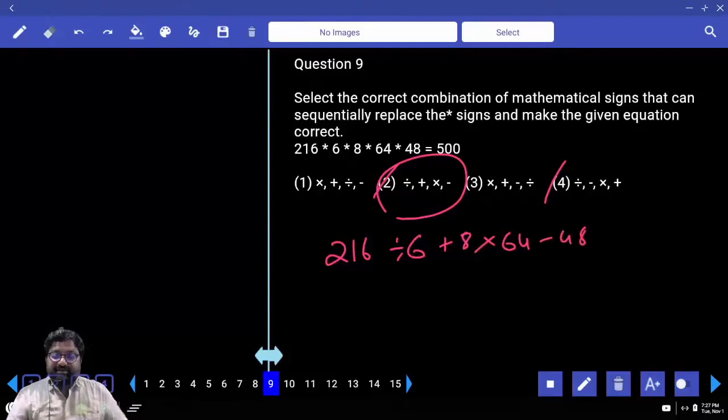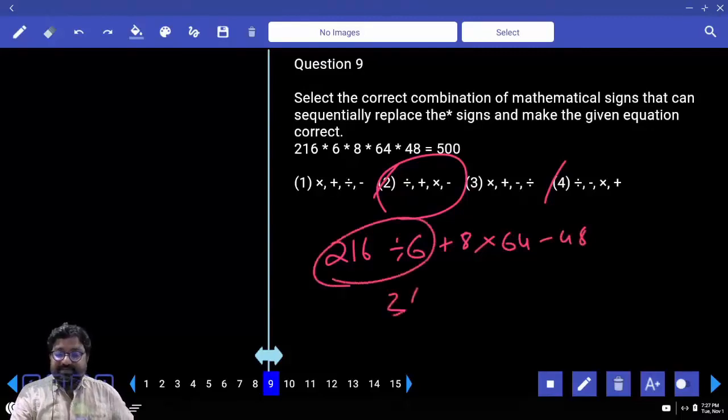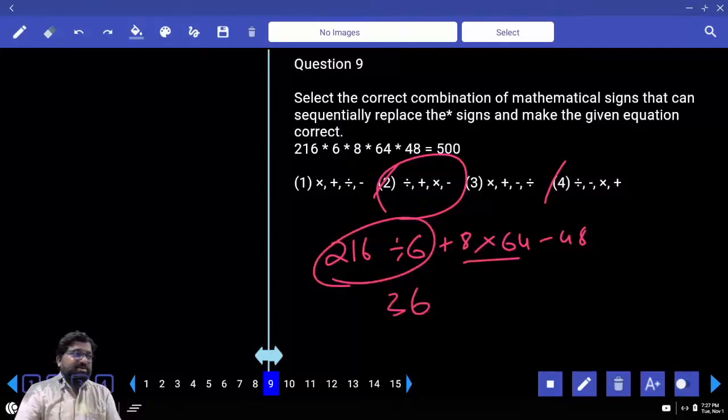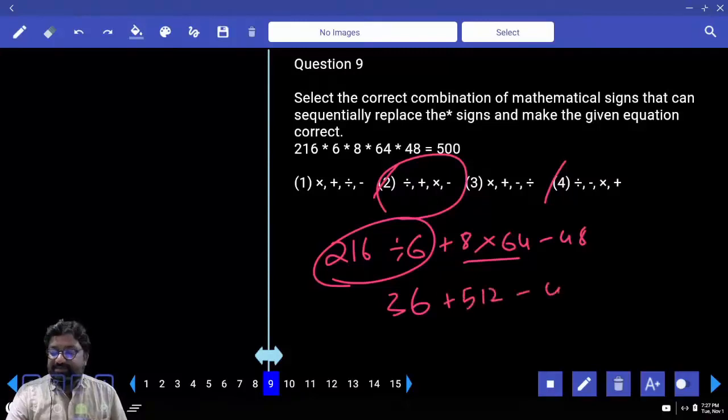So what is 216 divided by 6? 36. Next is what? 8 into 64. What is 8 into 64? 8 cube. So plus 512 minus 48.